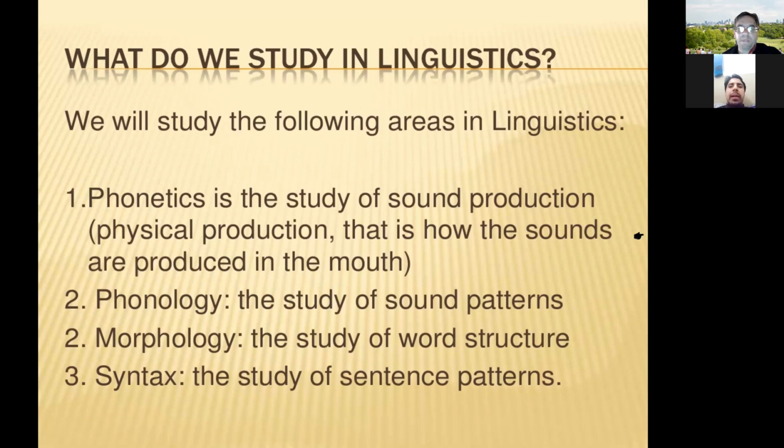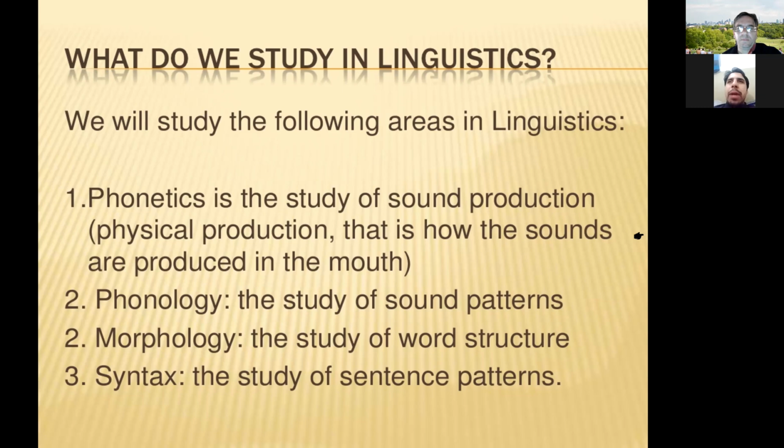This is a very good question. Sometimes students do ask, what do we study in linguistics? Whenever we are talking about the branches of linguistics, we have two kinds of branches. One is called micro branches. They are also called small branches, internal branches, or levels of linguistics. And the second one is called macro branches, the big branches of linguistics.